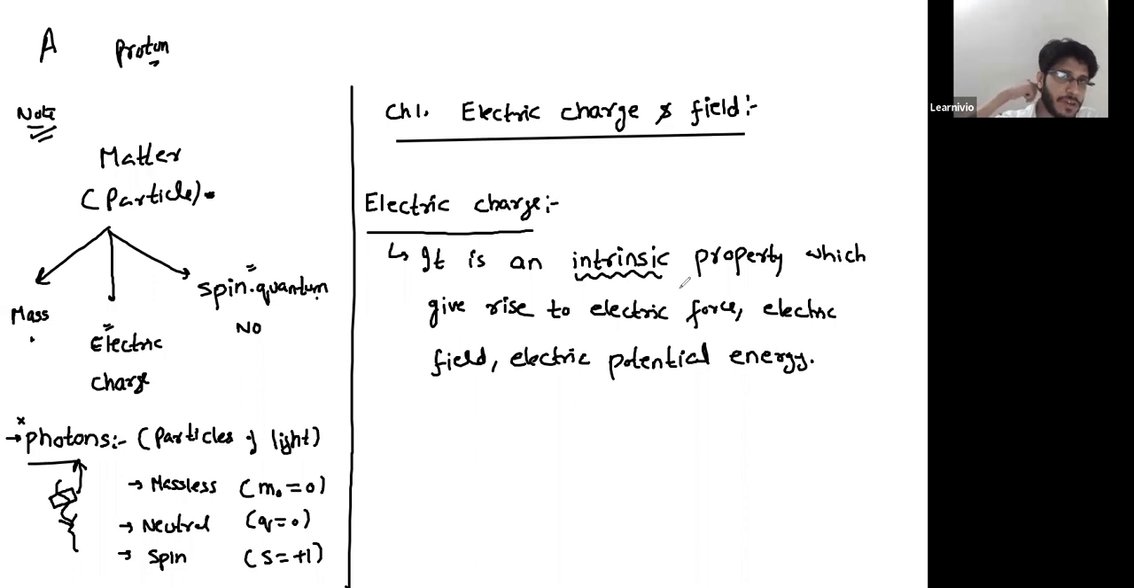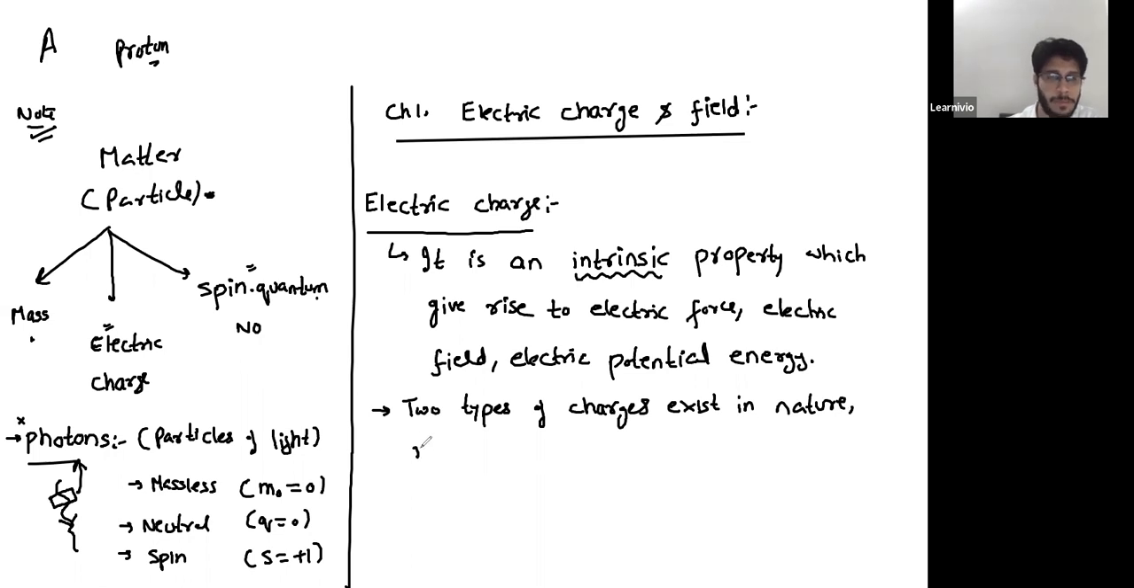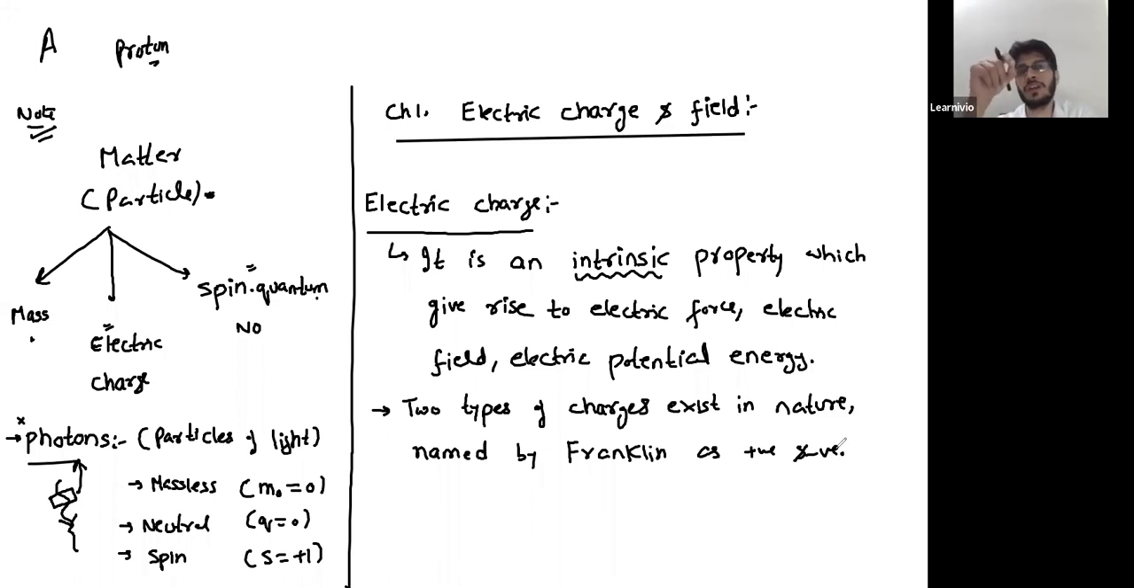Intrinsic property which gives rise to electric force, electric field, and electric potential energy. Now, in nature, you came across two types of charges. So, two types of charges exist in nature, named by Franklin as positive and negative. He said that charge on an electron is negative and charge on a proton we consider as positive.